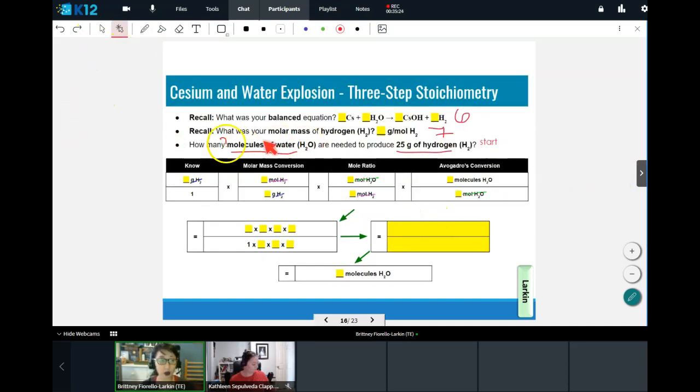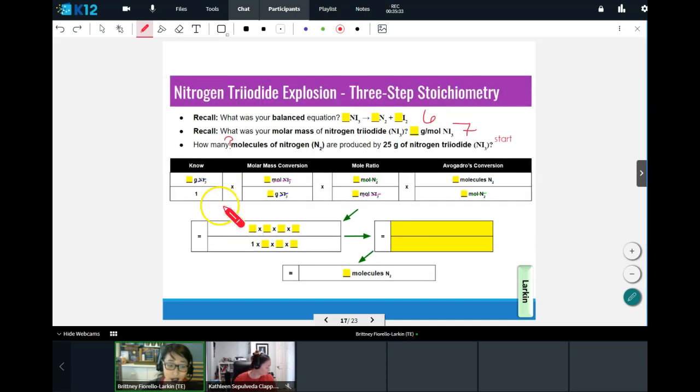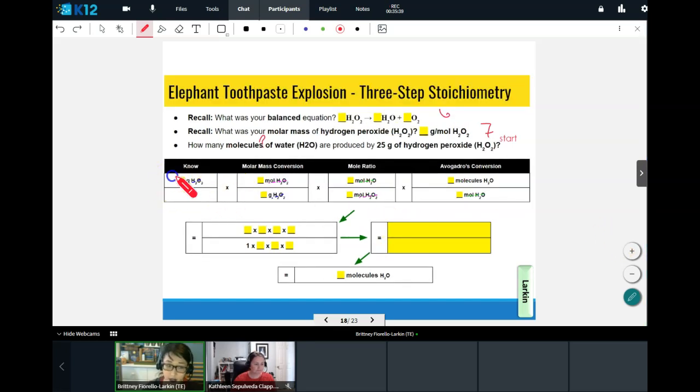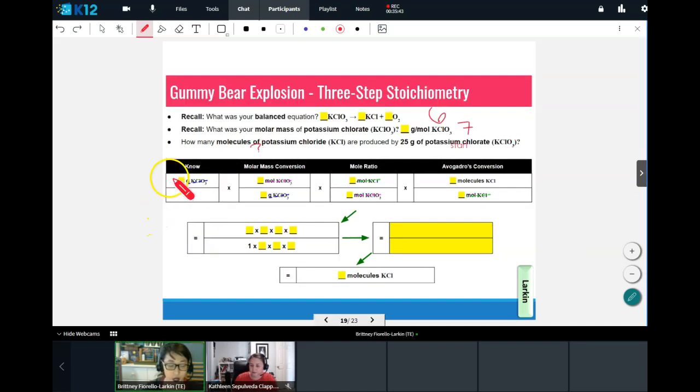So again, we're starting off with what we know, which was the number 25. So I would fill in here 25 grams. And again, it's the same number for everybody. So everybody's starting off with 25 grams. Your answers will be different though because everyone has different molar masses. Okay, and 25 here. Again, take pictures as we're doing this.